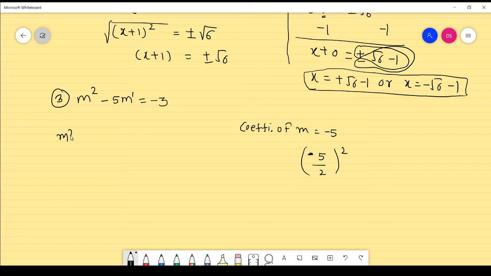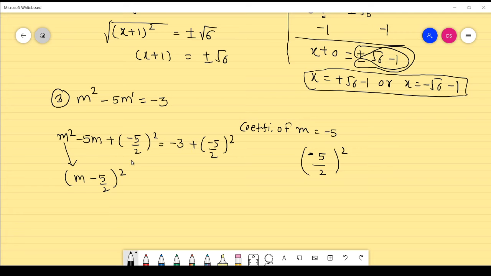So I'm writing that m square minus 5m. I'm now going to add that minus 5 by 2 whole bracket square on both sides. This minus 3 will be there. I'm adding that minus 5 by 2 whole bracket square on both sides. So this is a complete square. This is nothing but m minus 5 by 2 whole bracket square. I took m from here, I took the constant, whatever it is, minus 5 by 2, and I took a bracket square. If you simplify this bracket again, you will get this term, right. So that will be equal to minus 3.